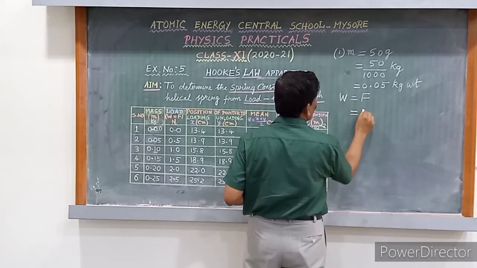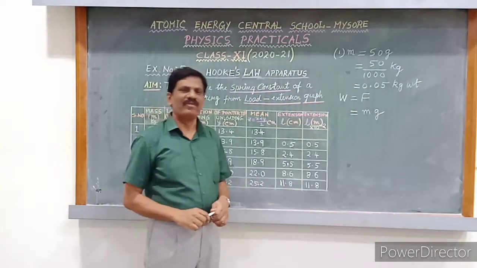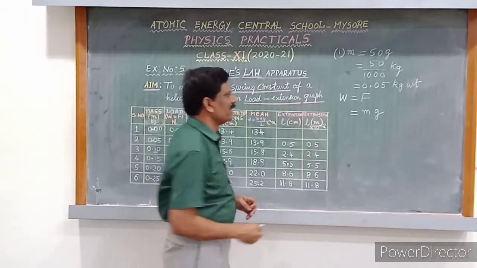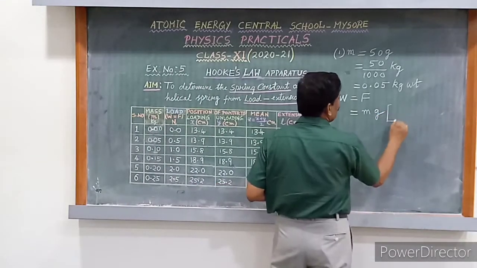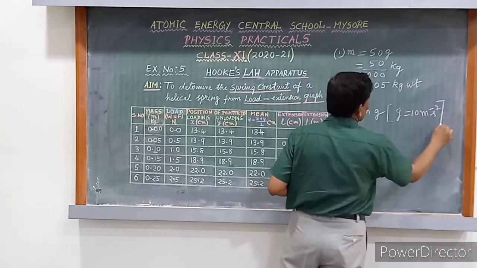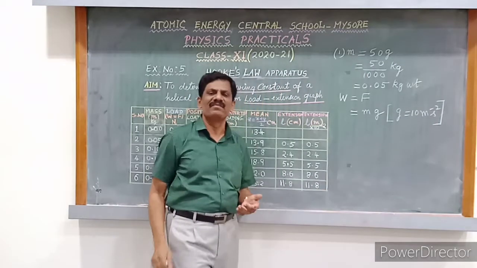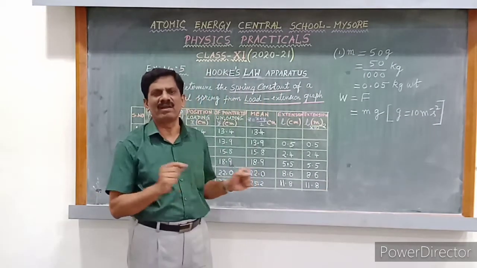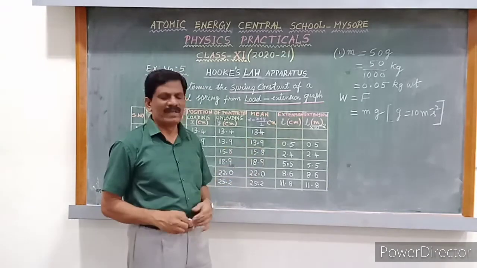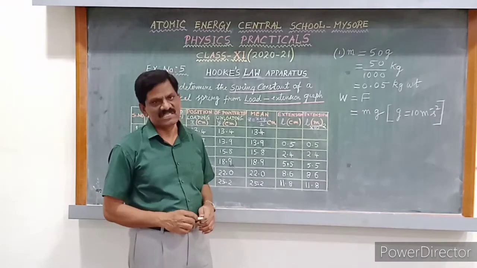So this is equal to M into G. For our convenience, G can be assumed as 10 meter per second square. Because if you multiply by 9.8, the points will not be clear for plotting the graph. Even if I multiply by 10, the points will be proportionate only. It will not be a mistake.